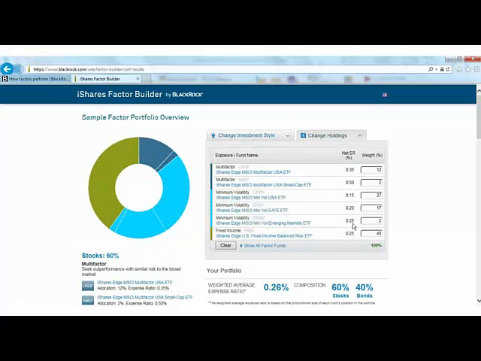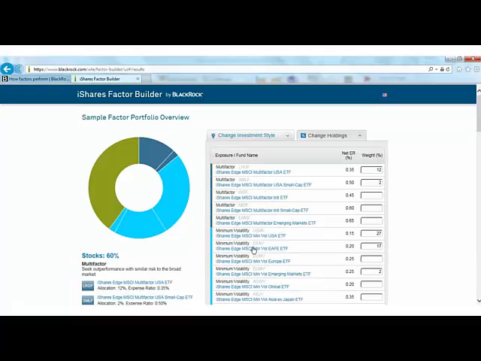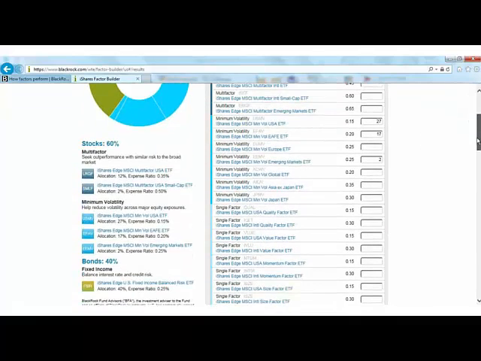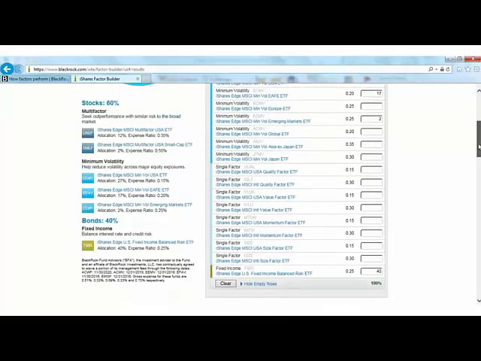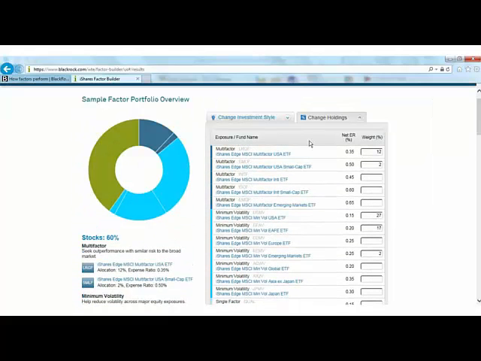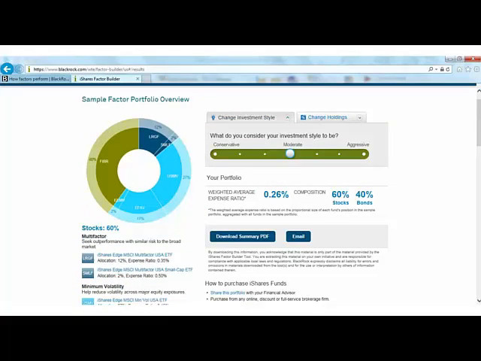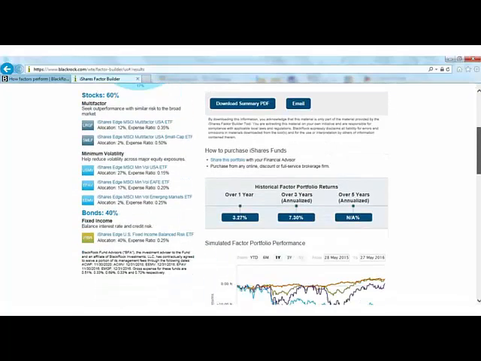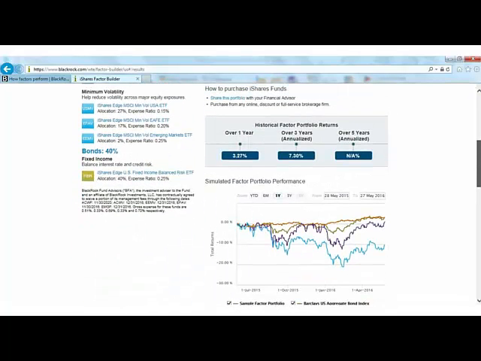What we've built here is the Factor Builder tool, and on the left you can see a pie chart, and it's a pie chart of smart beta exposures. So in this case, they're all smart beta or factor-based strategies. As you just saw, you can slide that slider bar to adjust a risk tolerance, and the portfolio adjusts dynamically.